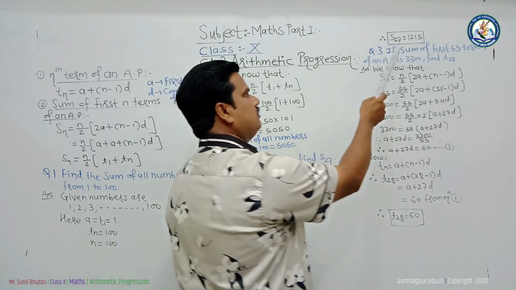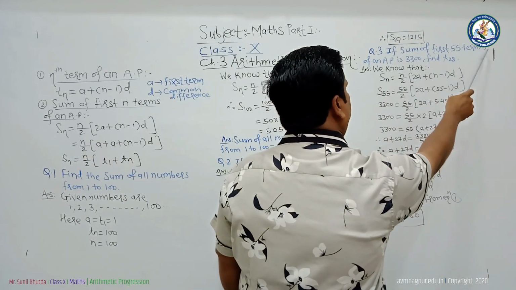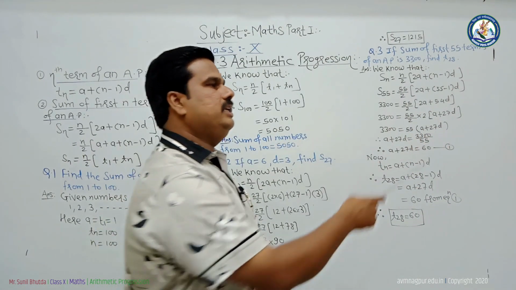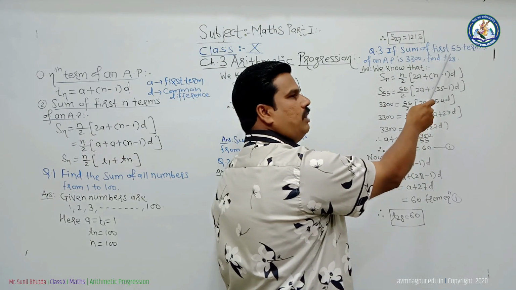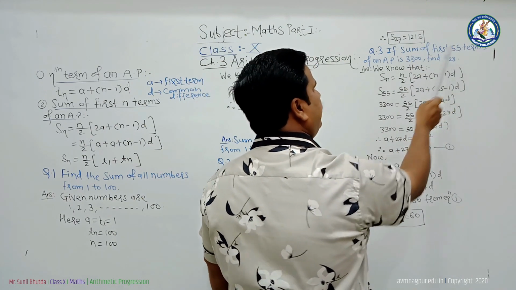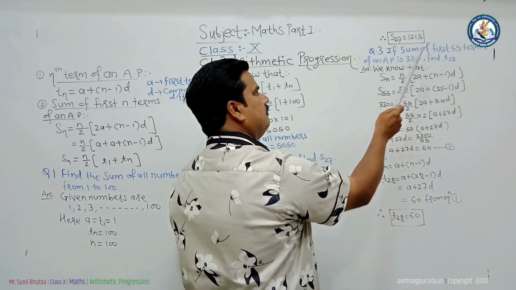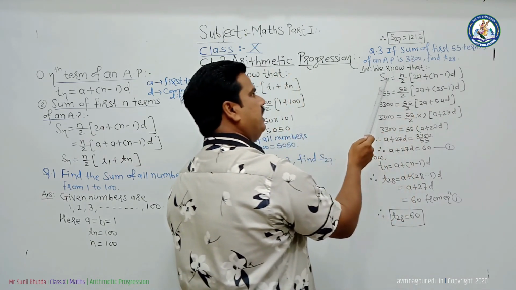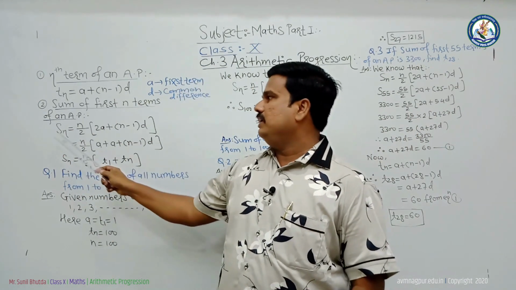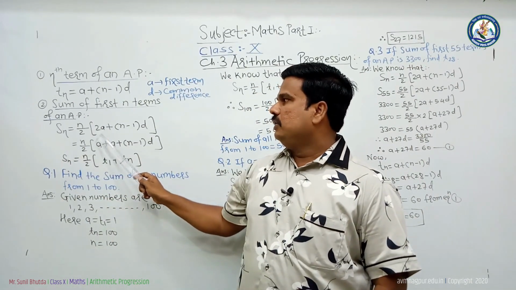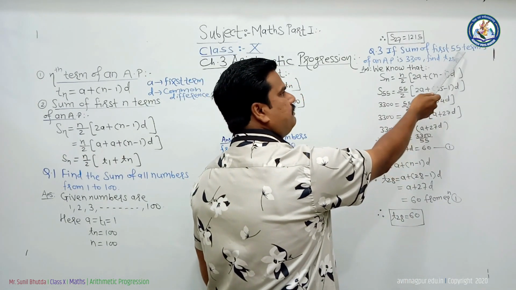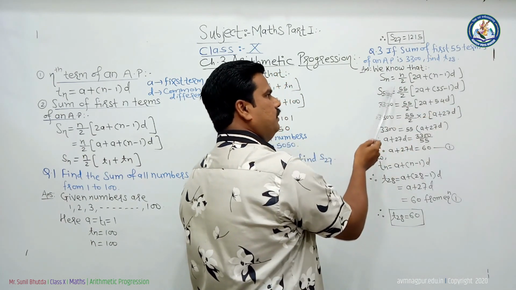Question number 3. In this question, the sum of first 55 terms of an AP is given, and we have to find out T28. T28 means the 28th term of an AP. And S55 is given. What is S55? 3300. Since S55 is given, I have written the formula to calculate Sn. Sn equal to n by 2 in bracket 2a plus n minus 1 into d. What is small n? 55 terms are there.